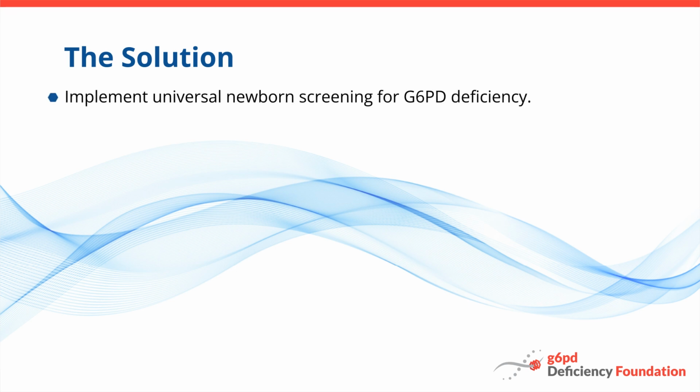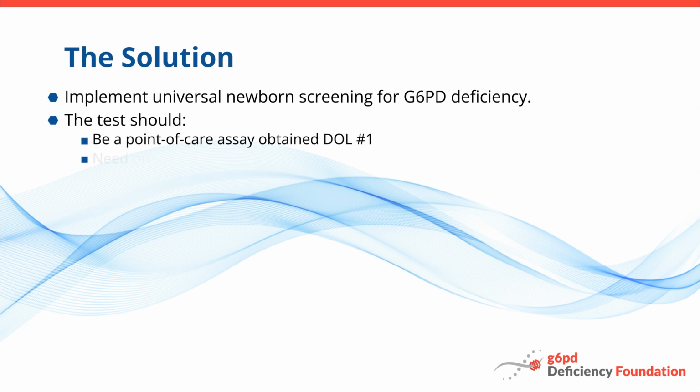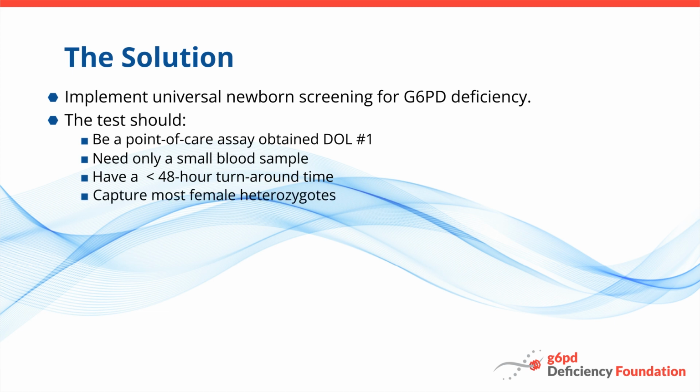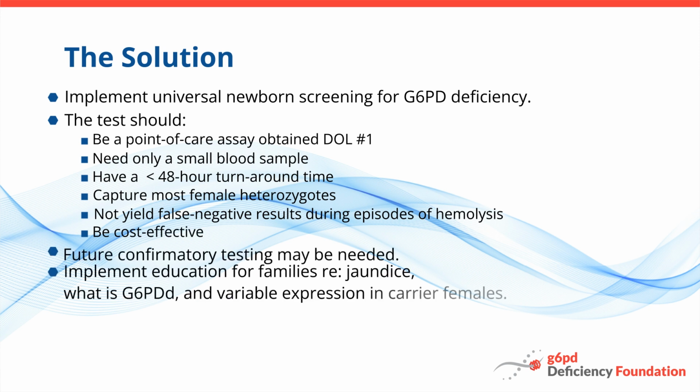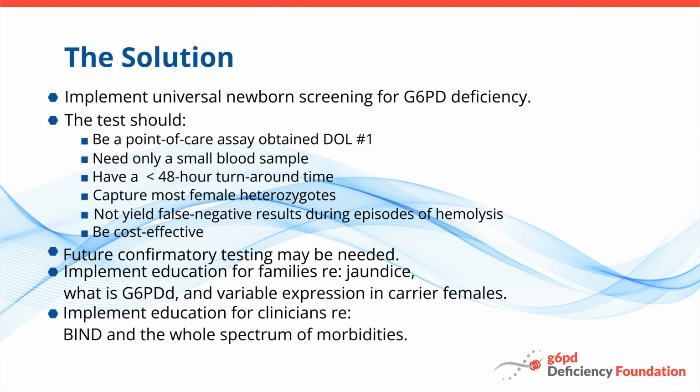Simply put, the solution is to require universal newborn screening for G6PD deficiency in the United States. To accomplish this, newborns should undergo a quantitative test prior to discharge. Families need to be educated about the deficiency, not only to explain how to manage the condition, but also to explain that this condition is 99% genetically transmitted, so one or both of the infant's parents are most likely G6PD deficient. Clinicians also must be educated about how hyperbilirubinemia can lead to the conditions associated with BIND.